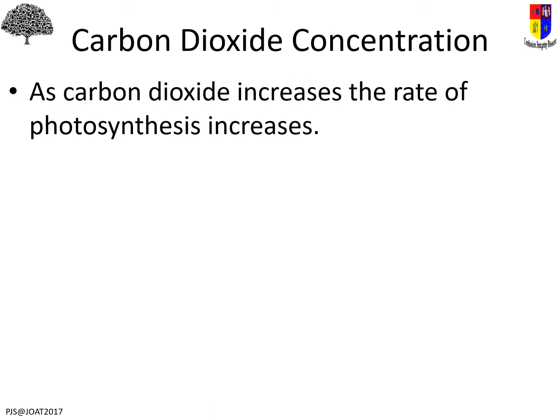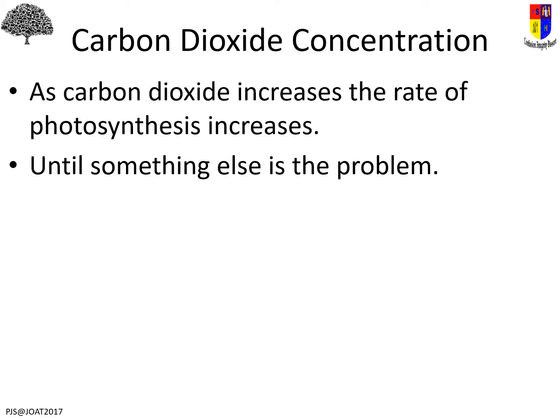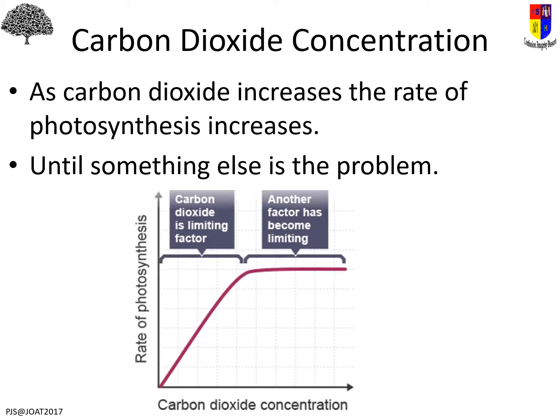Right, so it's kind of obvious. If you increase carbon dioxide, then you would increase photosynthesis, because the more carbon dioxide you've got, the more carbon you can fix in the carbon fixation stage. But it'll keep doing that until something else is the problem. So this is what the curve looks like, and this is the curve you need to know.